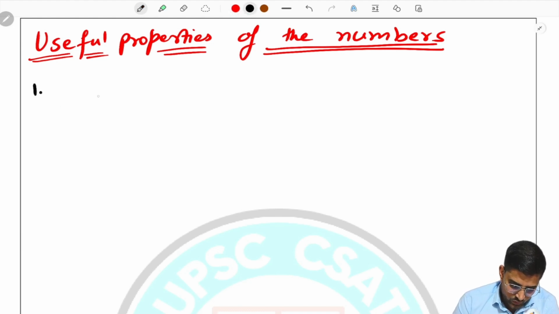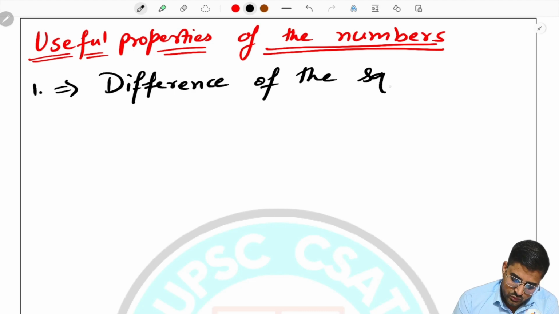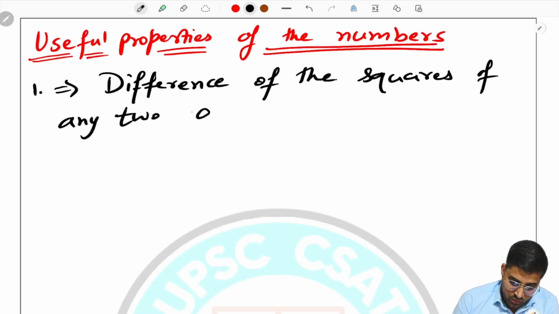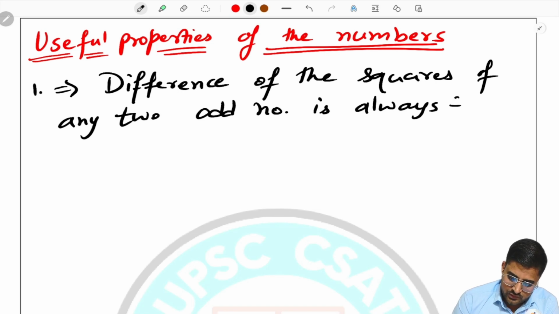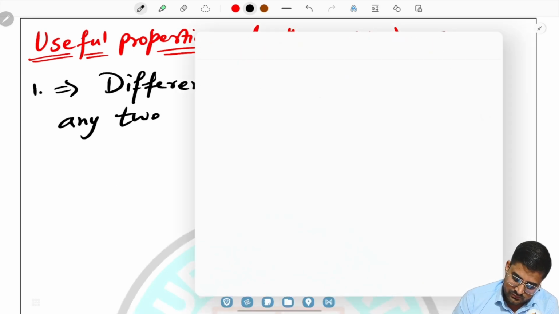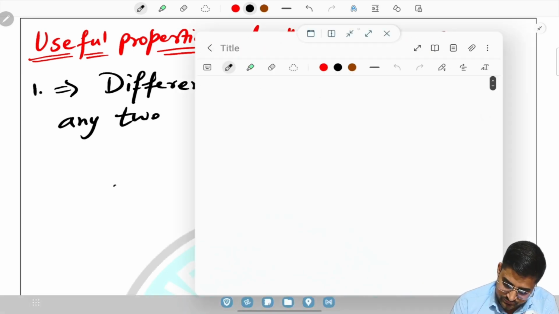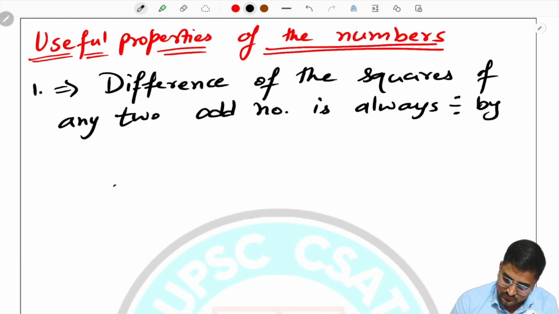Let us say property number 1. What does it say? Let me write first, then I will explain. Difference of the squares of any two odd numbers. It is important, odd numbers. It is always divisible by 8.